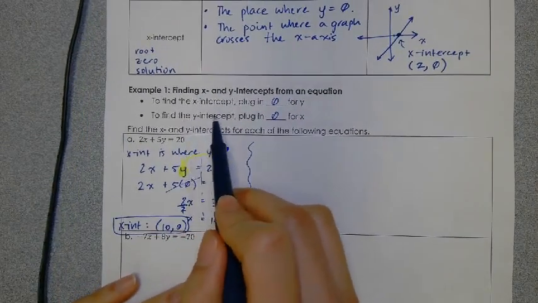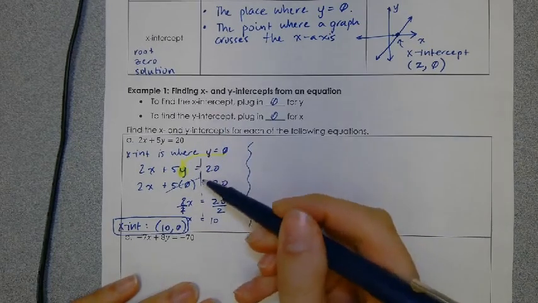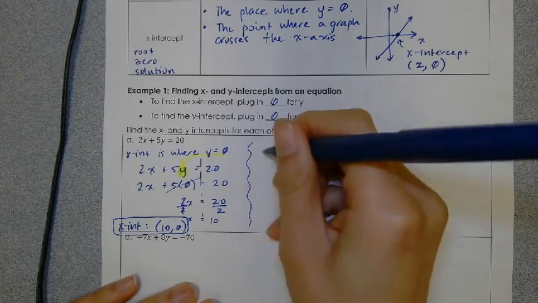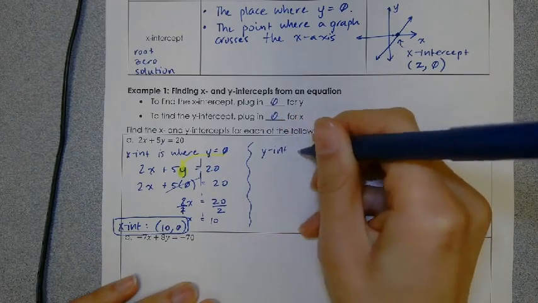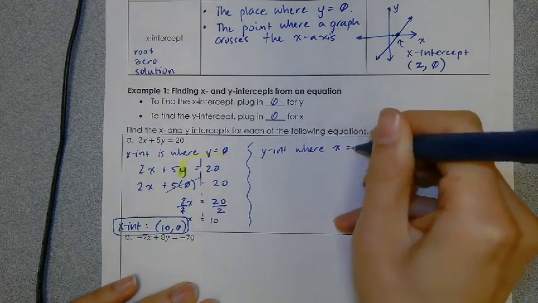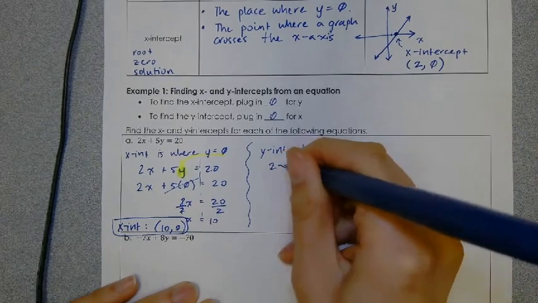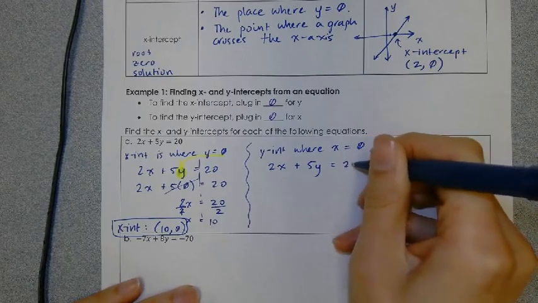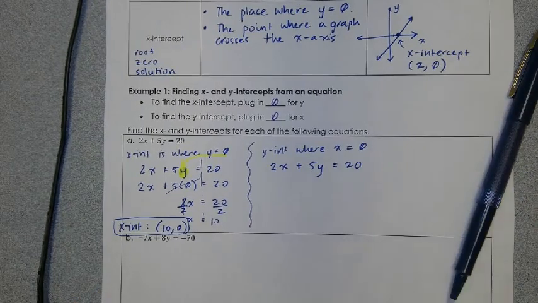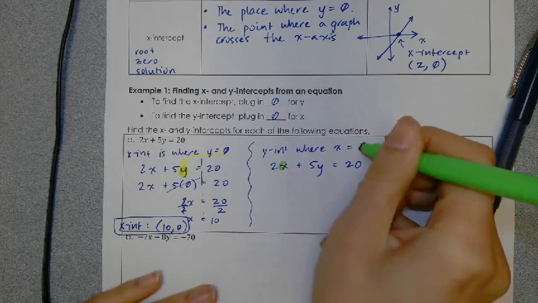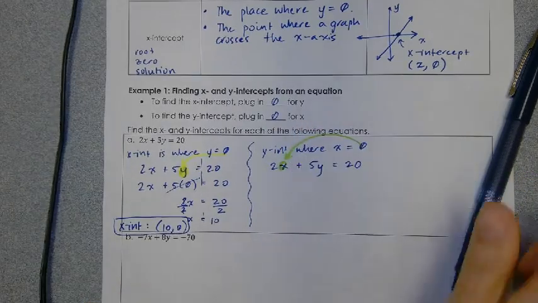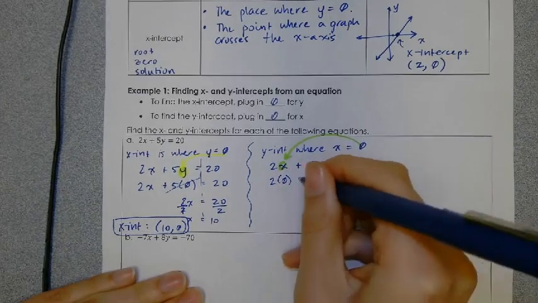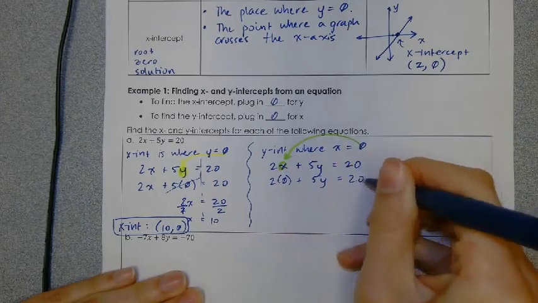Now we're going to find the y-intercept. We're going to use the same strategy, but this time we will plug in 0 for x. So again, that y-intercept is where x is equal to 0. So I'm going to copy my equation, but this time I'm going to plug that 0 in for the x. So instead of x, I'm going to write 0, and everything else stays the same.